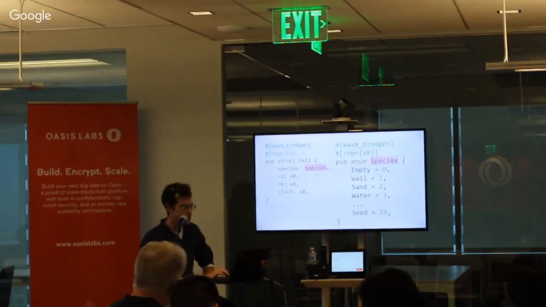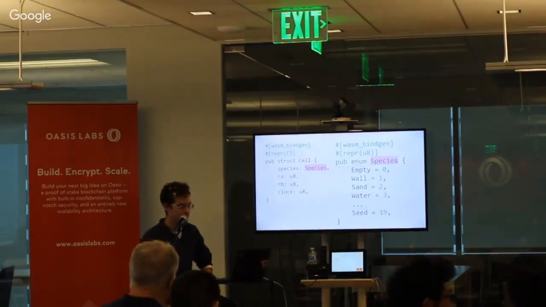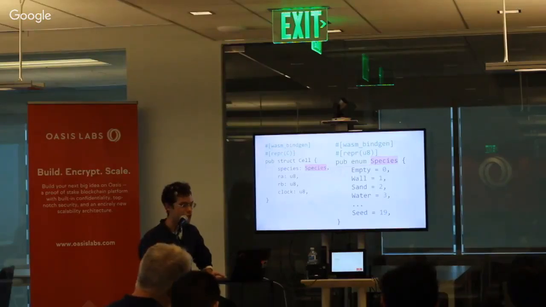This species type, just to extend it out, is an enum, and I'm representing these different species as a number. But I've got the same thing here with wasm_bindgen, so I can access this in JavaScript if I want to know what number water is. And also, I have, again, control over exactly how it represents the memory. I can say species is a u8, and it fits, and I have that control over it, even though it's only in the browser.